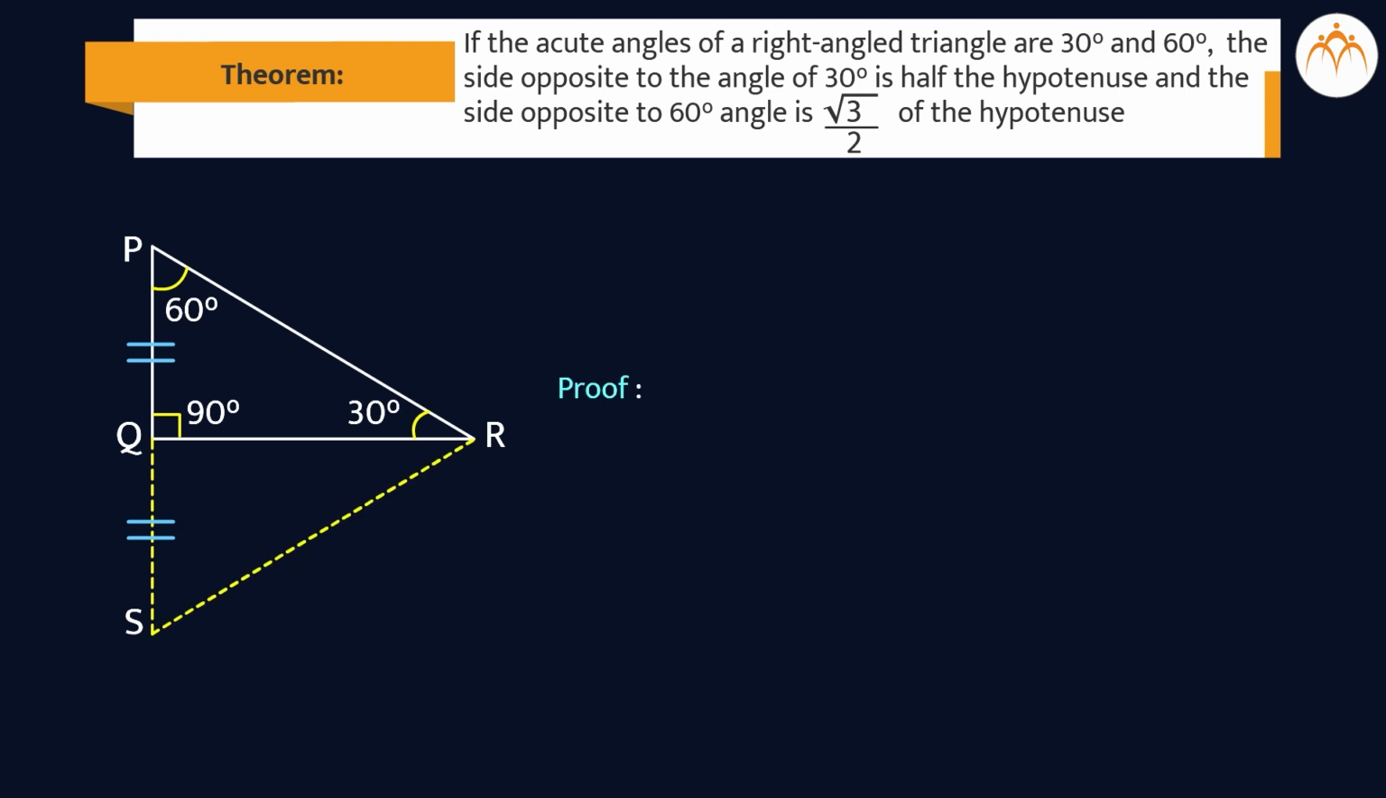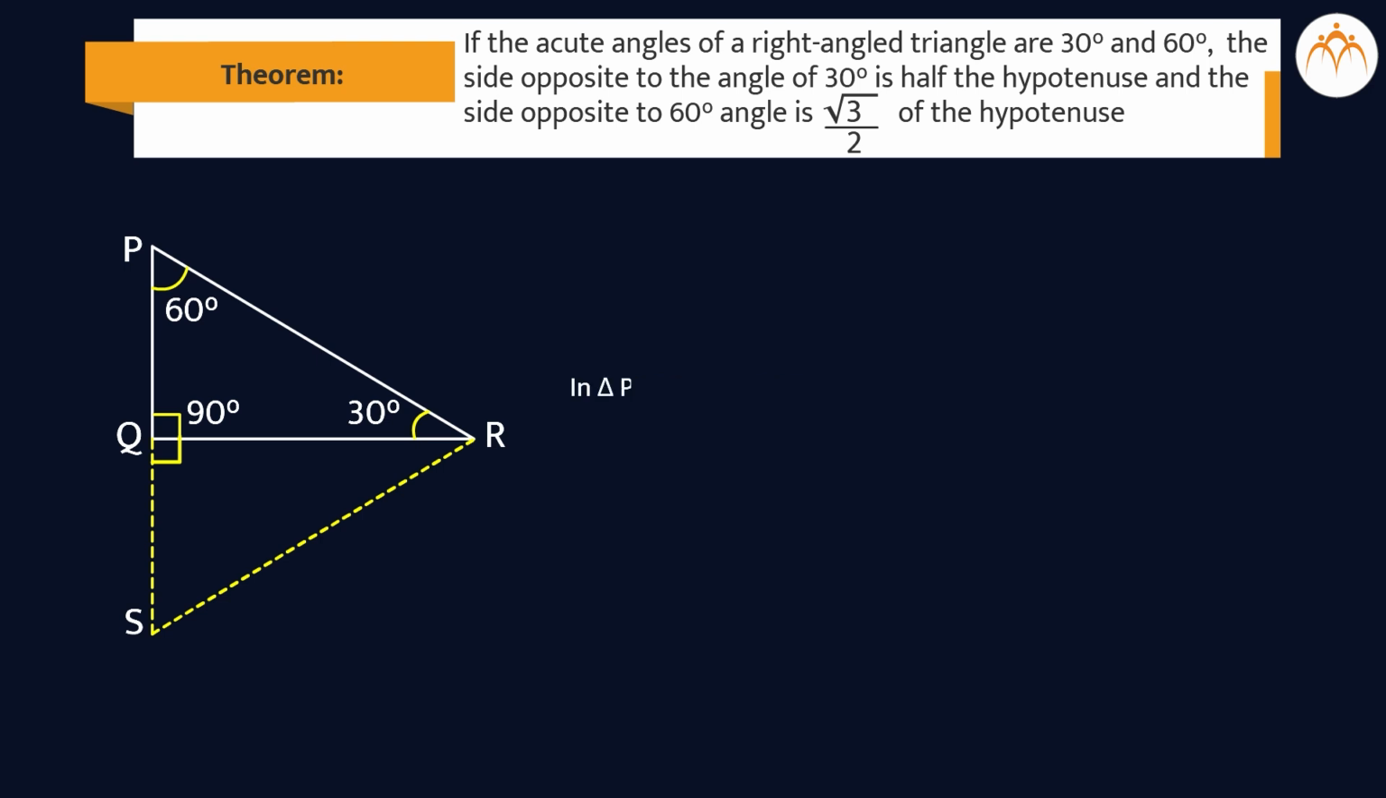Proof. In triangle PQR and triangle SQR, segment PQ is congruent to segment SQ. This is by construction. Angle PQR is congruent to angle SQR. Both are right angles. Segment QR is congruent to segment QR. It's the common side. Therefore, triangle PQR is congruent to triangle SQR, side angle side test. Angle QPR is congruent to angle QSR. These are the corresponding angles of congruent triangles.